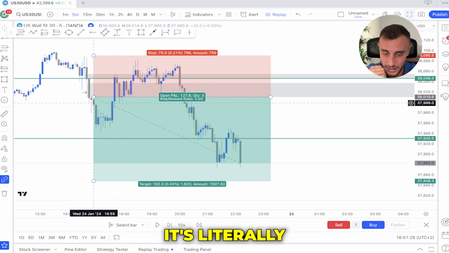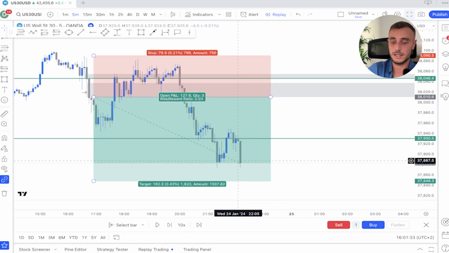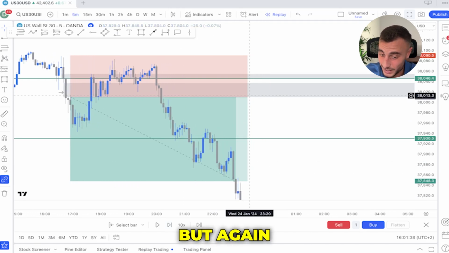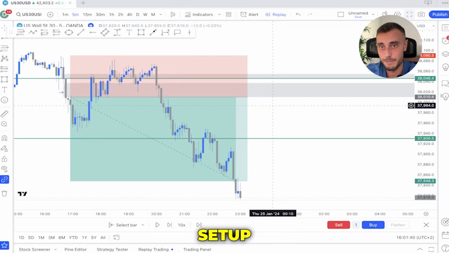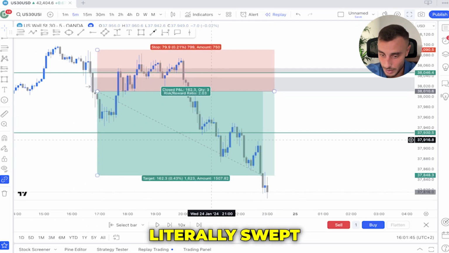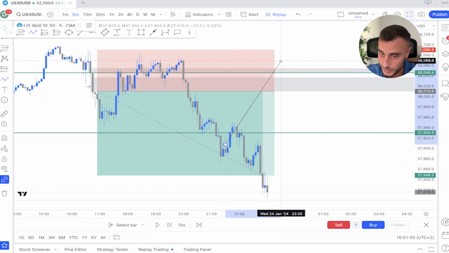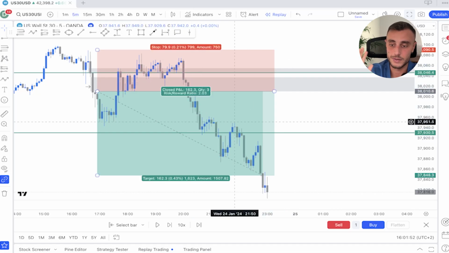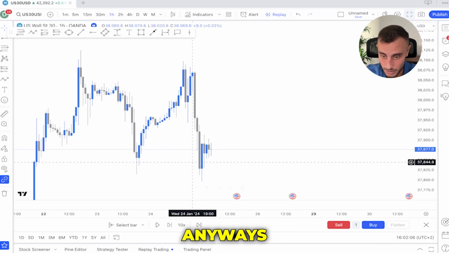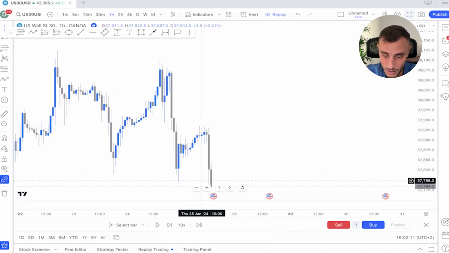It entered here and it's literally been 5 hours. So let's see. It looks like, yeah, it would have been a winner. But again, I personally wouldn't have taken this setup, okay? Because of the reason that I told you. Price could have literally swept this liquidity level as well and then moved to the upside, okay? More often than not. These cases were some rarities, and to be honest, the results are very good anyway, so there's nothing to complain about, knowing it's January.